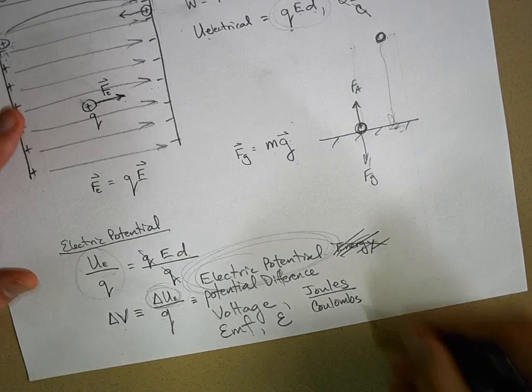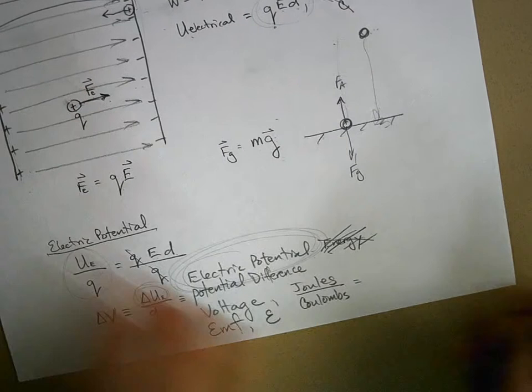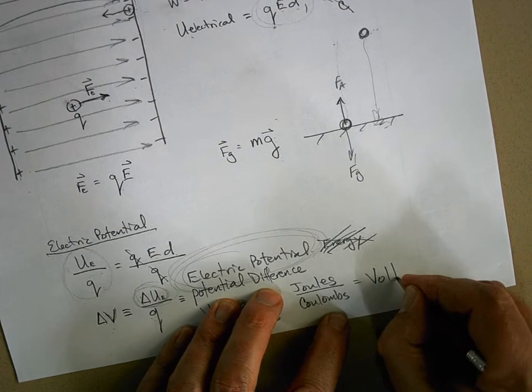And what's a joule per coulomb called? It's called a volt.